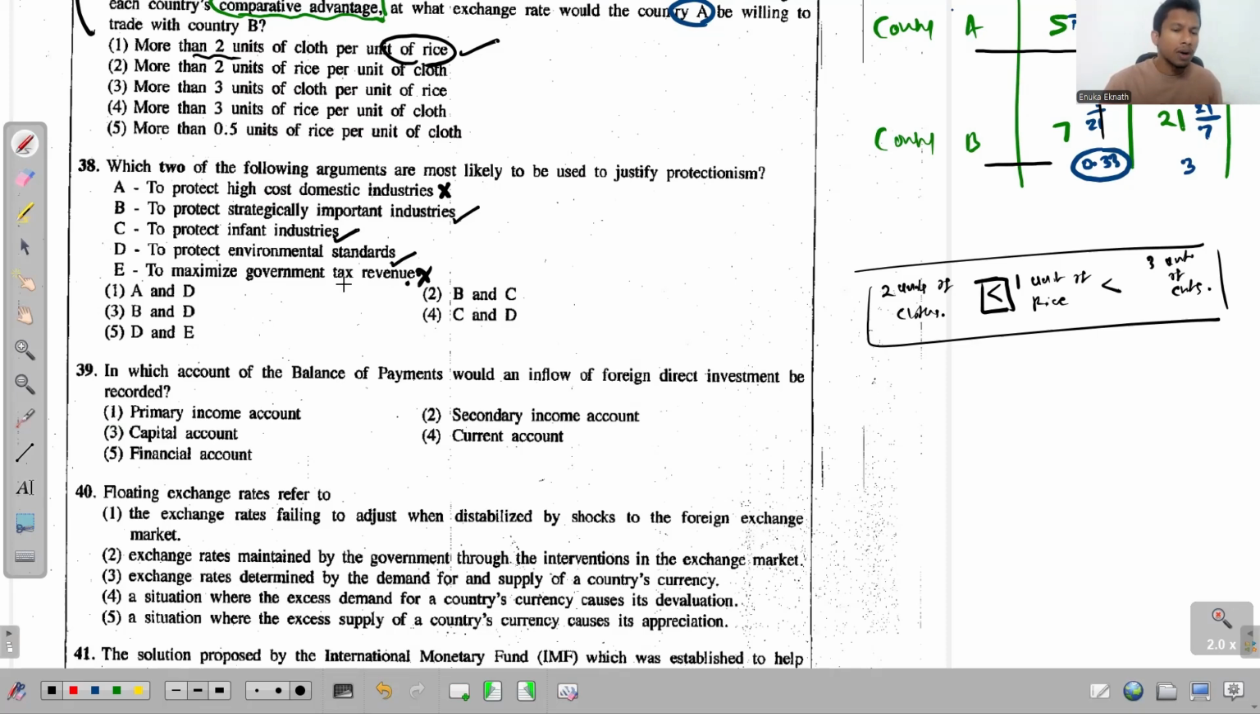So this is also ignorable. Then these three are the answers. But if you look at the given answers, they haven't given all 3 points. So that's why they ask us to recognize the most likely reasons to justify protectionism. So most likely reasons, this is like a 100% thing.